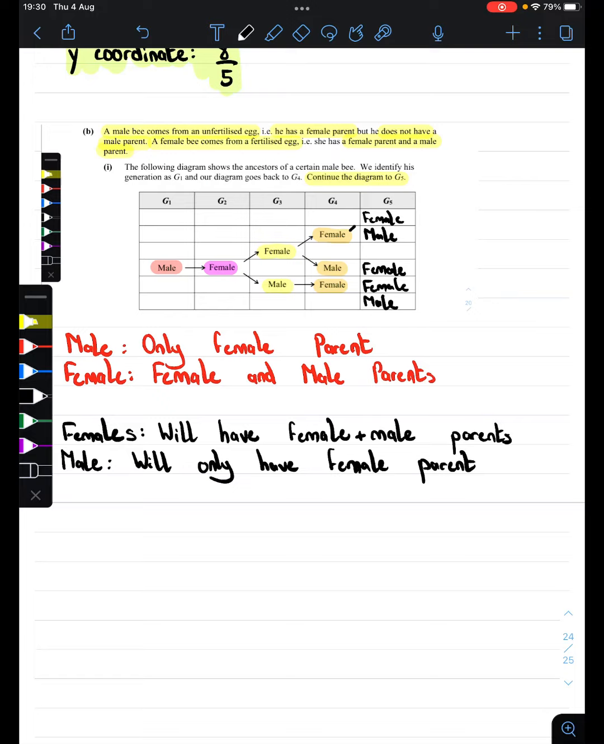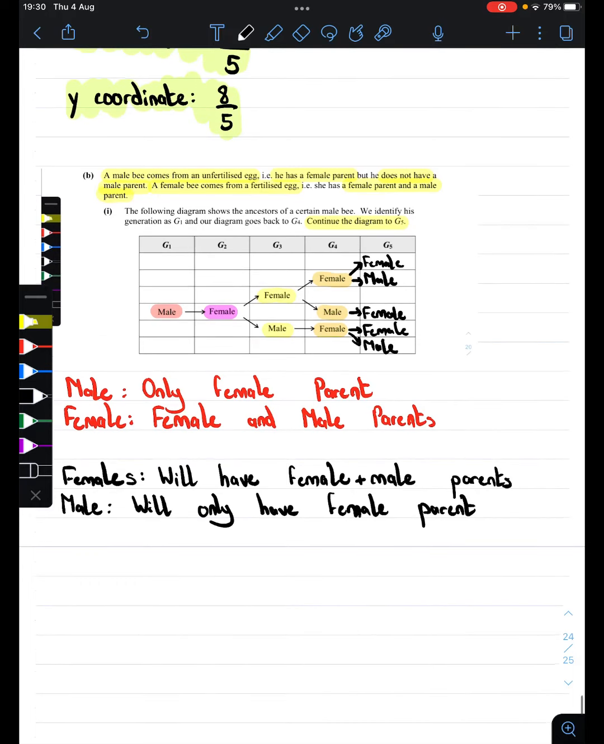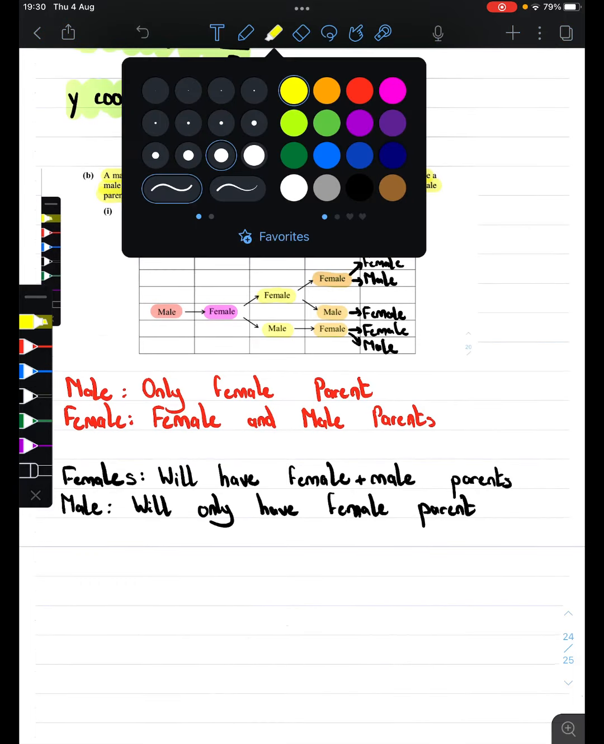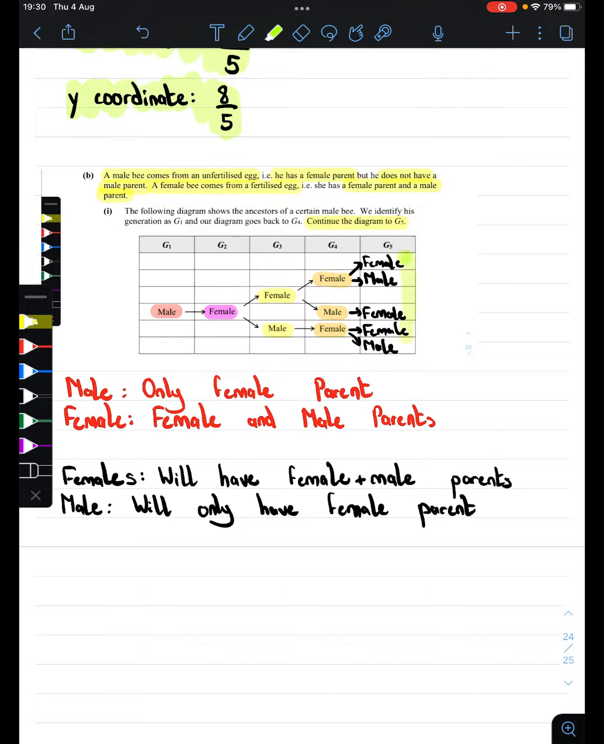Okay, so if we just draw our arrows just so that they know whose parents are whose, our generation 5 will look like this.